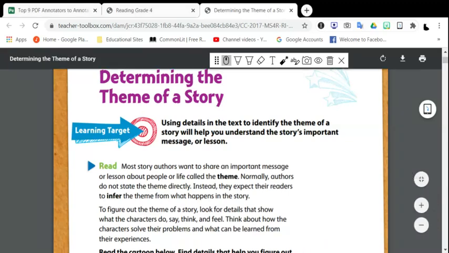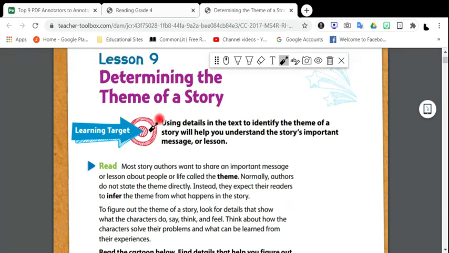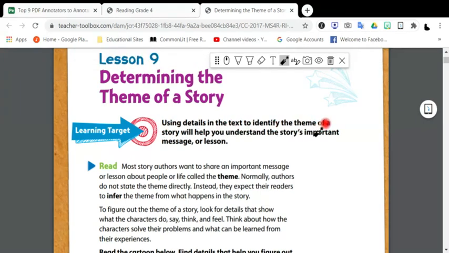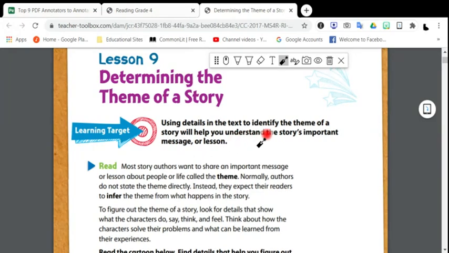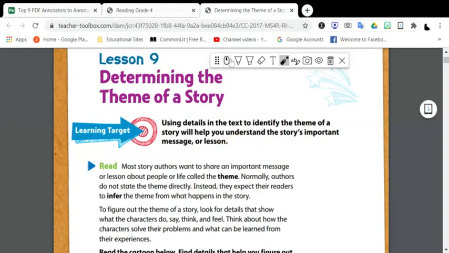Today I'm going to teach the lesson Determining the Theme of a Story. Using details in the text to identify the theme of a story will help you understand the story's important message or lesson.